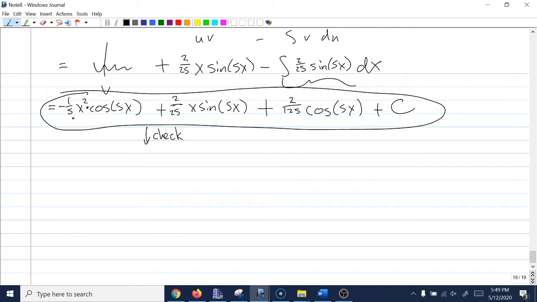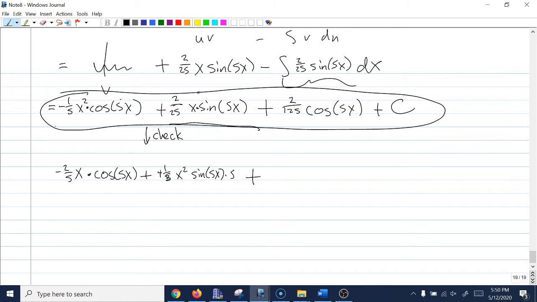This needs the product rule. Derivative of this is negative 1/5. Derivative of x squared is 2x, so that gives me 2/5 x times, leave the second part alone, cosine 5x, plus leave the first part alone, negative 1/5 x squared. Derivative of the second is negative sine 5x times 5, plus now I need the derivative of this, which is also a product rule.